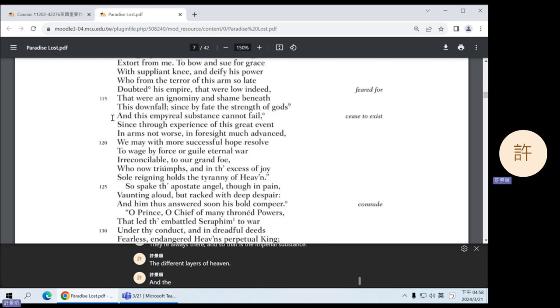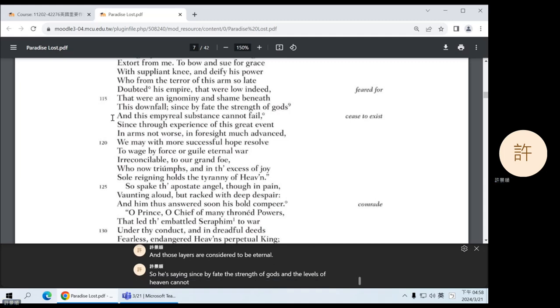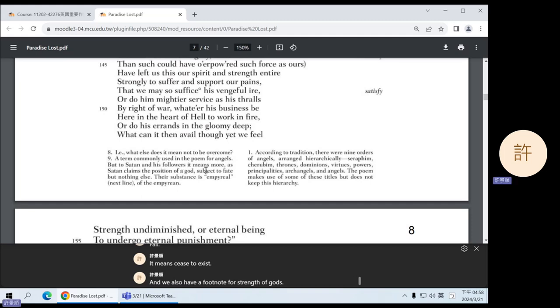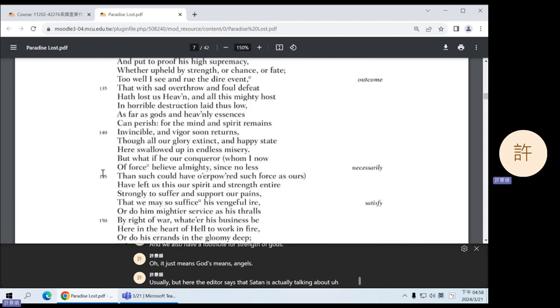And those layers are considered to be eternal. So he's saying, since by fate, the strength of gods and the levels of heaven cannot fail, they are immortal. They cannot end, right? Fail means cease to exist. And we also have a footnote for strength of gods. Oh, it just means gods means angels, usually. But here the editor says that Satan is actually talking about being God or being a God.